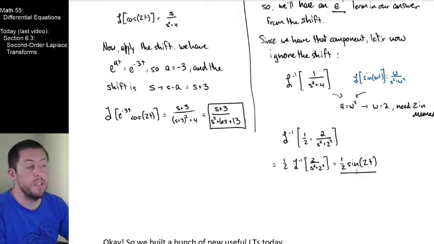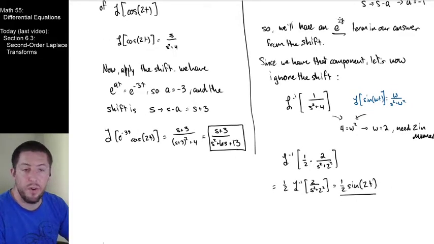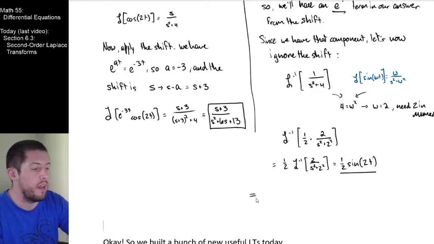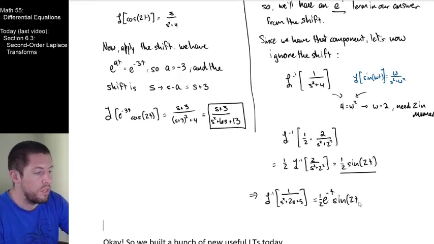And so now, because we got the e to the negative t from recognizing the shift, then we ignored the shift and found the other component, the 1/2 sine of 2t. It looks like our overall answer is that the Laplace inverse of 1 over s squared plus 2s plus 5 is going to be 1/2 e to the negative t sine of 2t. The e to the negative t came from the shift. The 1/2 sine of 2t came from the quadratic components.